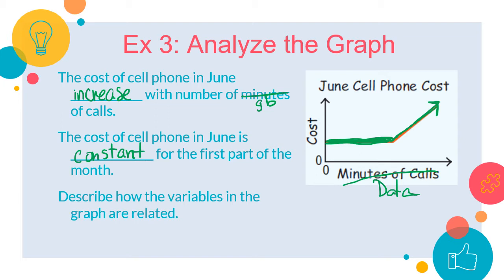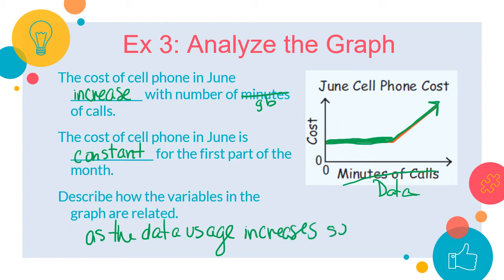Describe how the variables in the graph are related. So we would say as the data usage increases, so does the cost. Notice I'm addressing each axis, data and cost. Those both need to be in your sentence. And we're describing the general change, which is increasing.